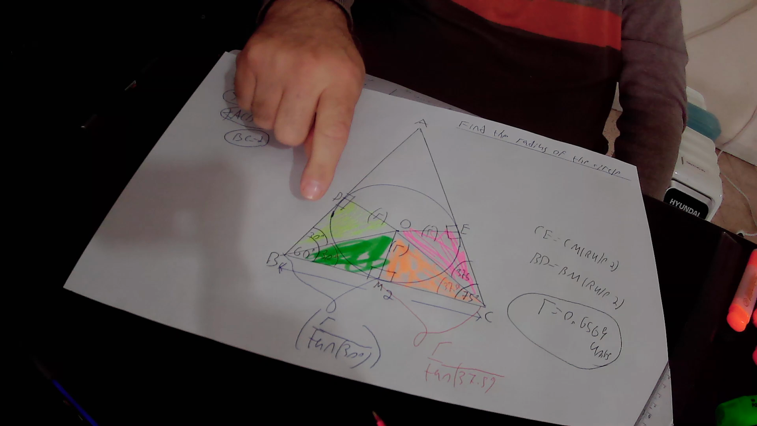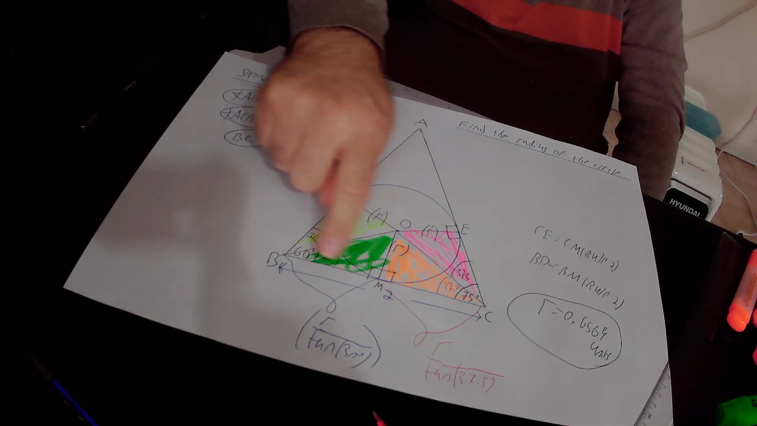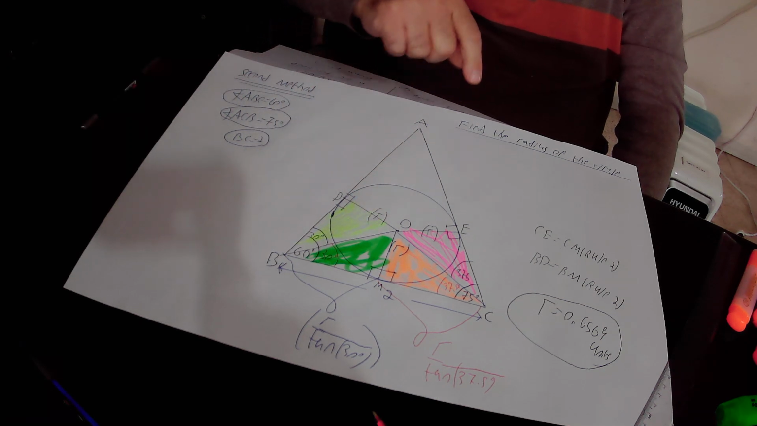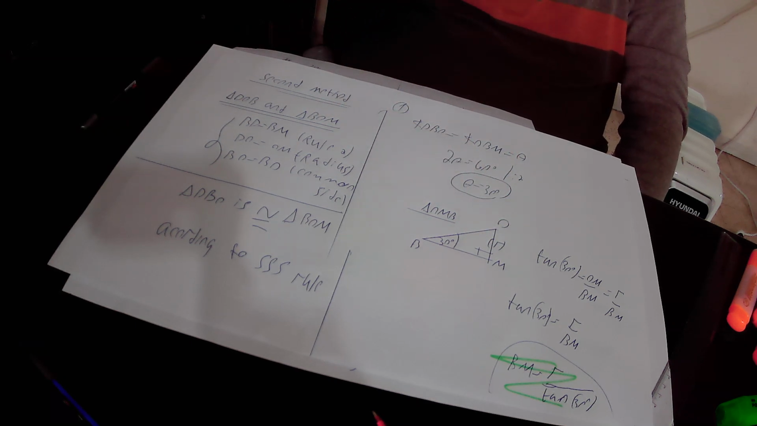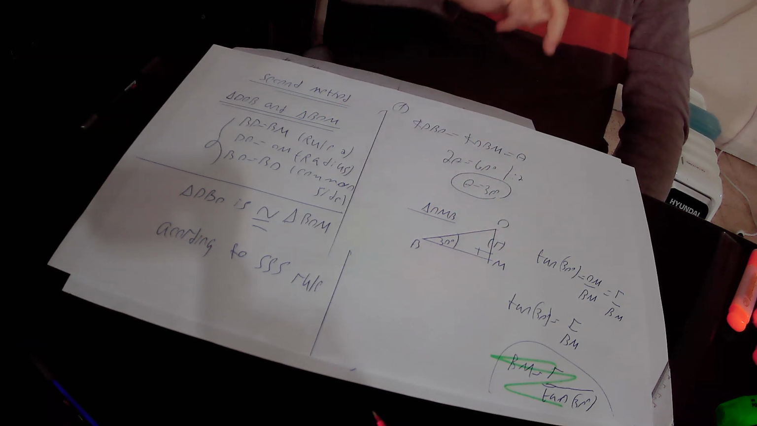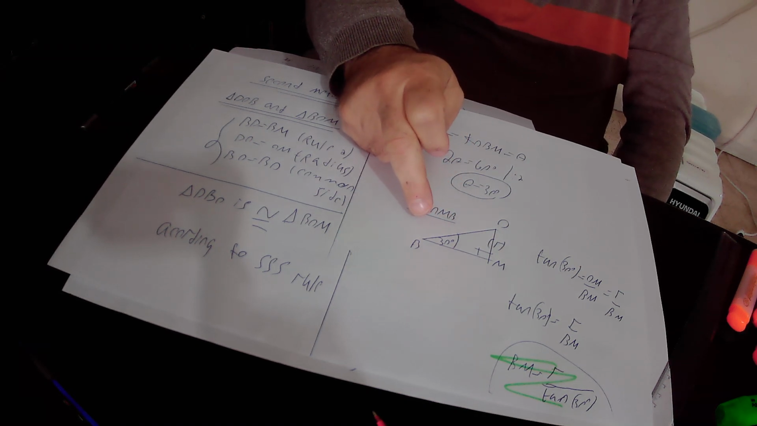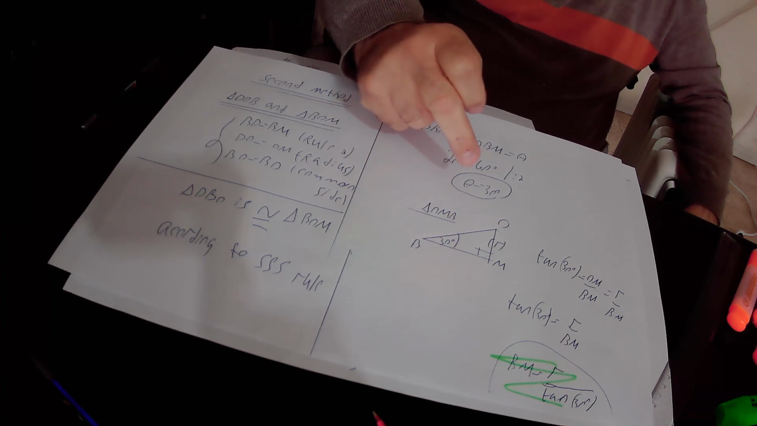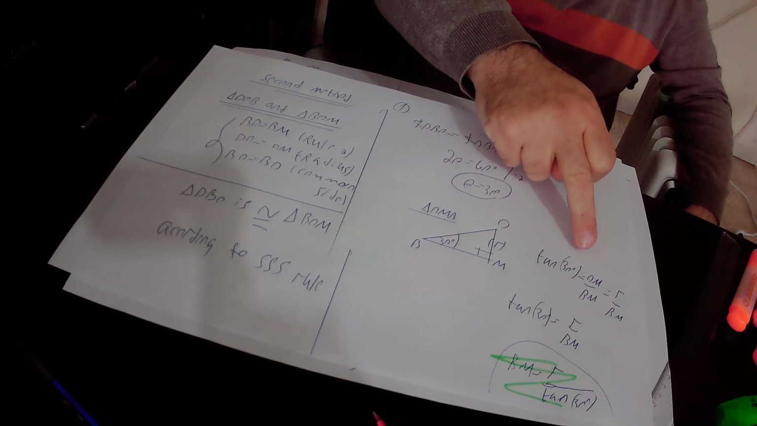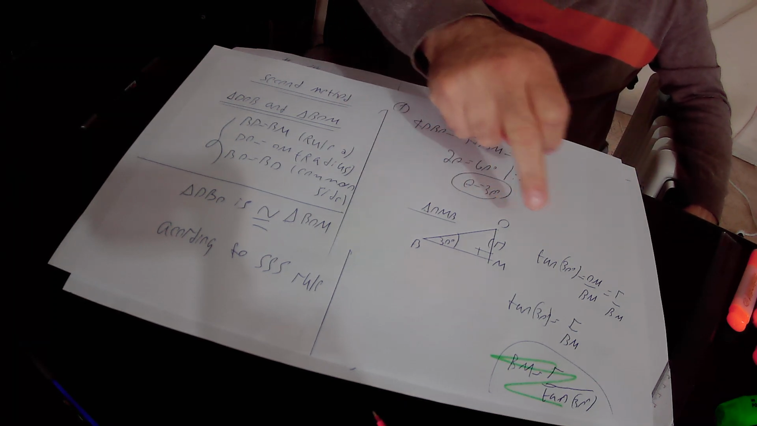Then we focus on the green right triangle BOM. I copy the green right triangle BOM in a new page. This is the green right triangle BOM that I copied from the original drawing. OM is the radius of the circle that is equal to R. In this right triangle BOM, tangent 30 degrees equals OM over BM. OM is R, so it is R over BM.